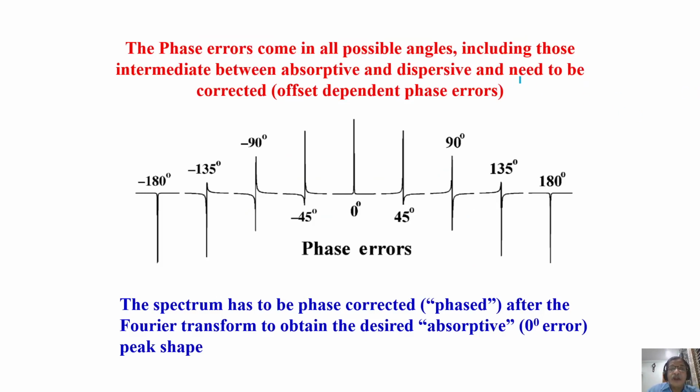So a phase error comes in all possible angles, including intermediate between absorptive and dispersive. That's what I said. At 45 degrees, you have a mixture. It need not be 45 degrees. It can be any angle. If they are not exactly out of phase by 90 degrees, let us say there is a phase difference of 85 degrees, 80 degrees, 70 degrees, different angles will be there between cosine and sine.